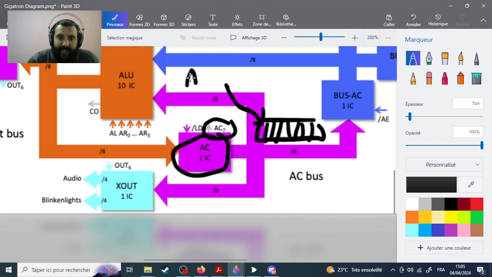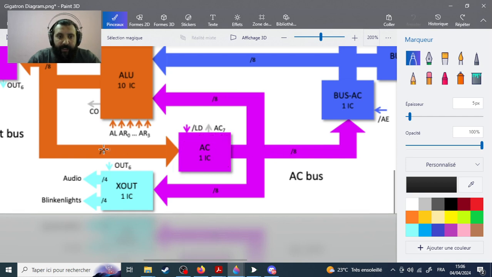The last one is IC 7. The first one is IC 0, until IC 7. And the CO is the carry. Is the carry bits.